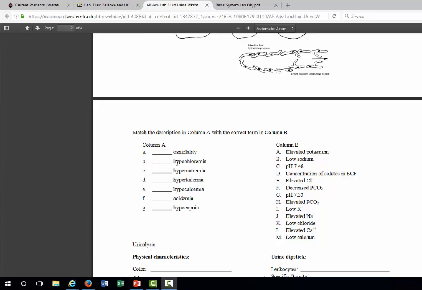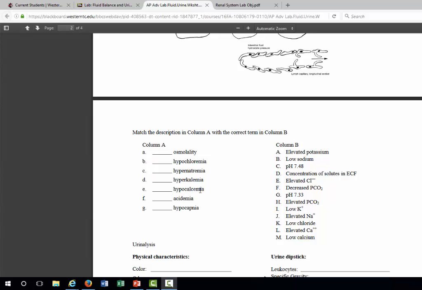Chloride, and it's high or low? Low, because it's hypo, right? So low chloride, letter K. Hypernatremia, what's the ion? Sodium, and it is high or elevated, so that's letter J. Hyperkalemia, the ion is potassium, and it's high, so that's letter A, elevated potassium.